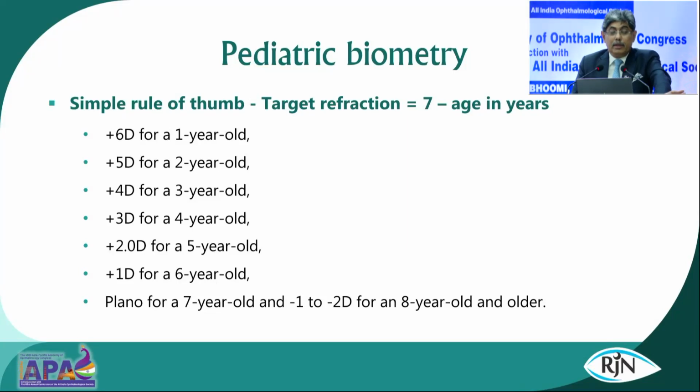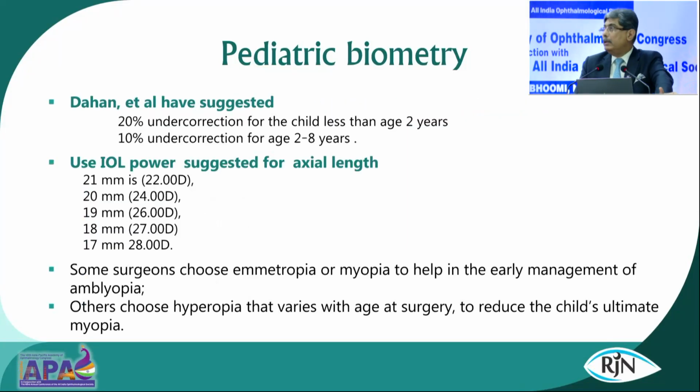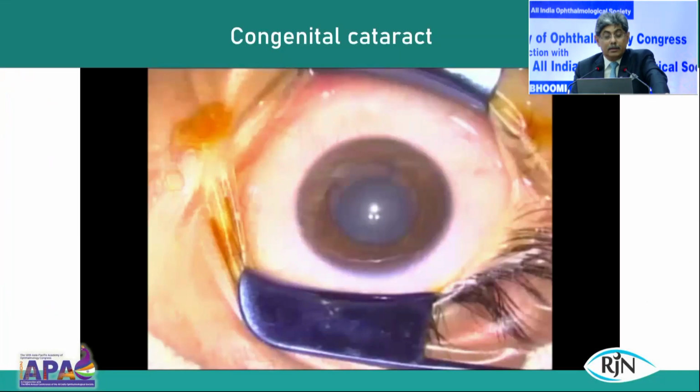So this is what I do, and another is Dahan's formula: 20% undercorrection below 2 years and 10% from 2 to 8 years. The IOL power assumed as per the axial length is also suggested, but I am following the rule of 7. Some surgeons choose emmetropia or myopia to help in the early management of amblyopia, but I undercorrect.